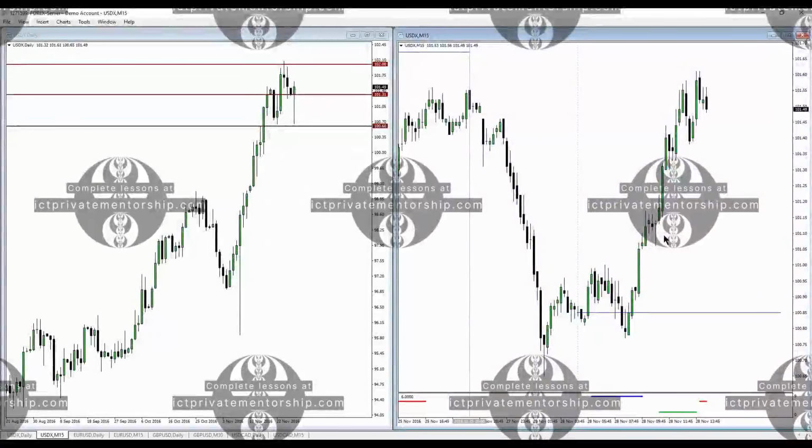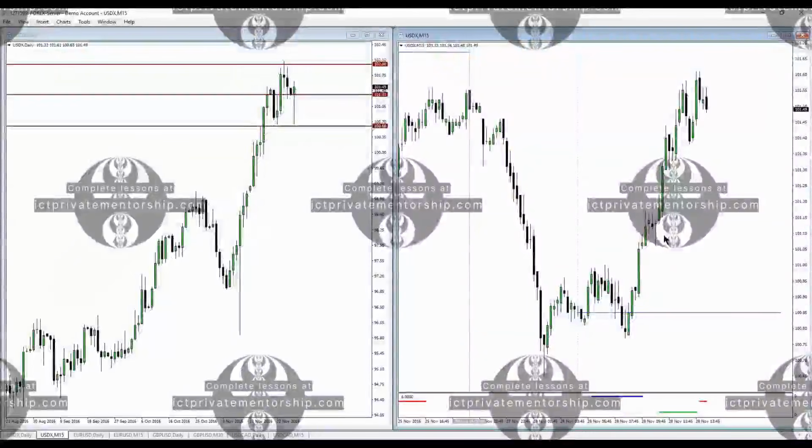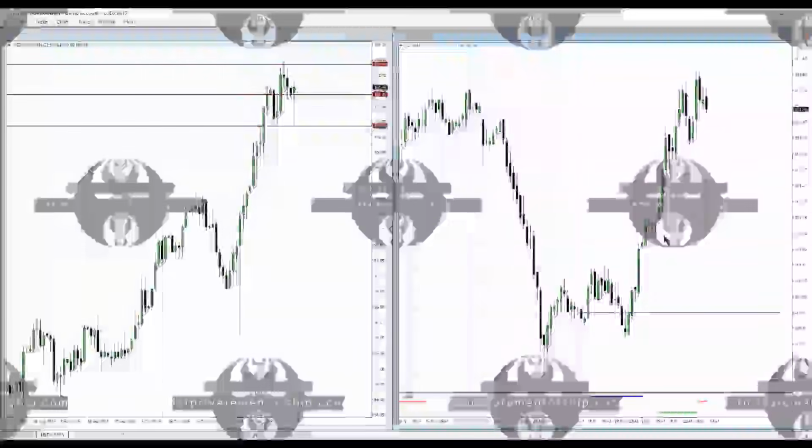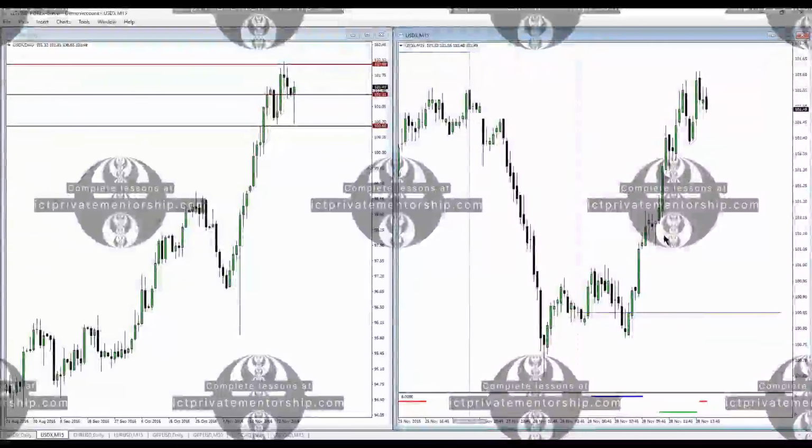Because if we are, in fact, trying to get in line with IPDA, the interbank price delivery algorithm has specific parameters where it operates in. Price expands and contracts around specific times of the day. I have mapped that out for you, and you need to be focusing on where that is on the respective days that you're trading and for the respective pairs that you're trading.